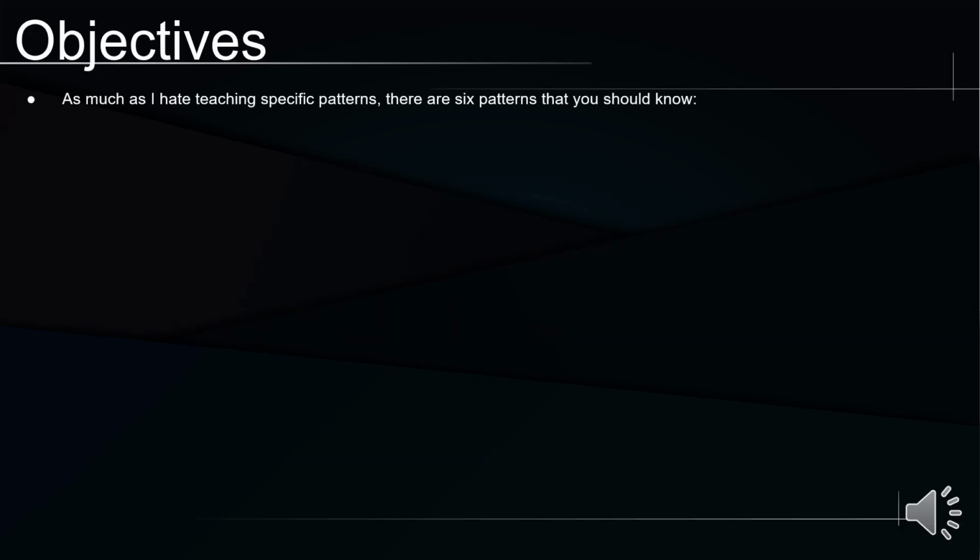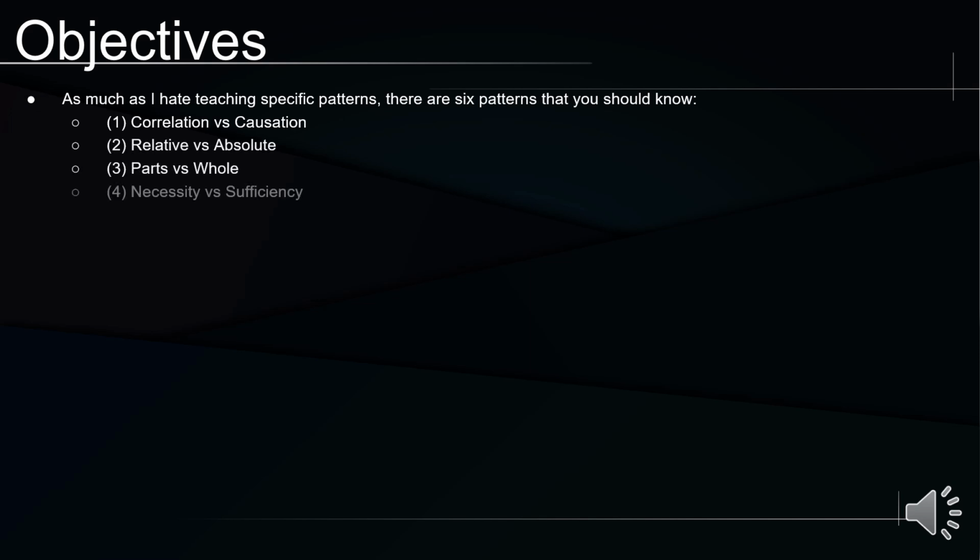So, as much as I hate teaching specific patterns on the exam, there are 6 patterns that I feel you guys should know. The first is correlation versus causation. Next, we go to relative versus absolute. After that, parts versus whole. And the fourth one, and perhaps the most famous one for most of you guys, is necessity versus sufficiency. After that, this fifth one here in my list is sort of proprietary to me. I call it the chosen champion issue. We'll discuss what exactly that actually is when we get to it. And finally, at the lower end of this list, for a reason, is the vocabulary discrepancy.